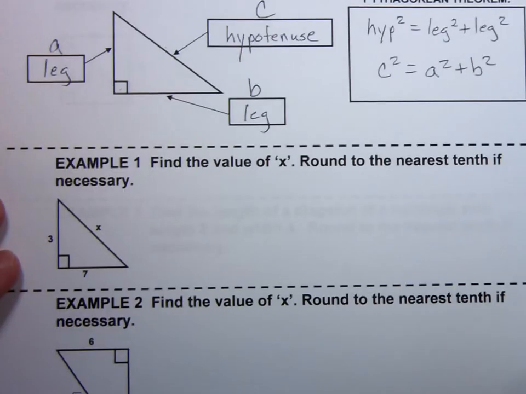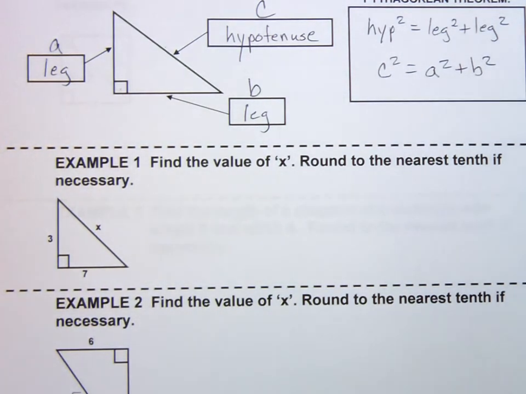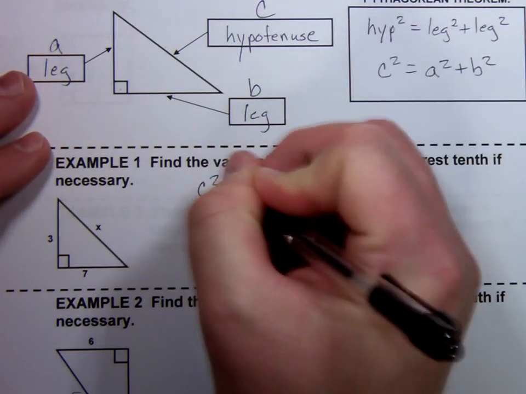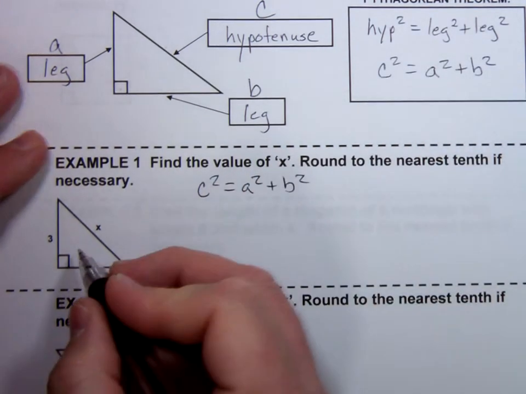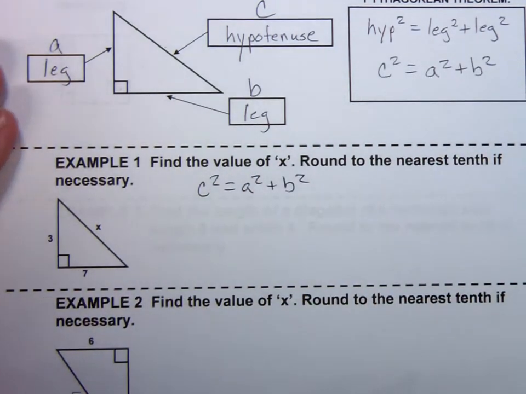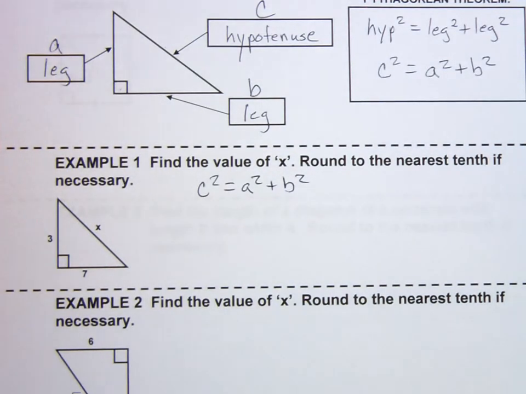Alright, so let's try to use the Pythagorean theorem on example 1. It says find the value of x and round to the nearest tenth if necessary. We're just going to plug them into the Pythagorean theorem. Now, you notice it is a right triangle, and we are dealing with the sides. You've been given two sides and you're finding the third. So this is the perfect time to use the Pythagorean theorem.